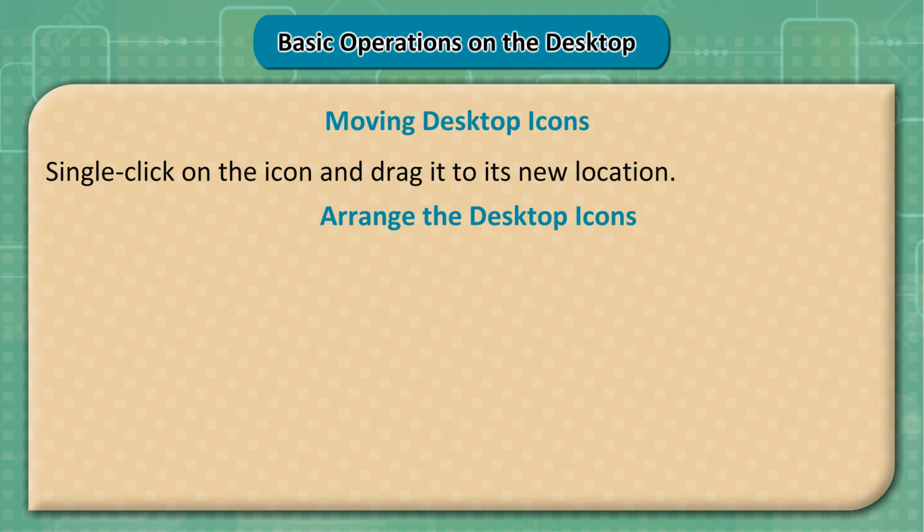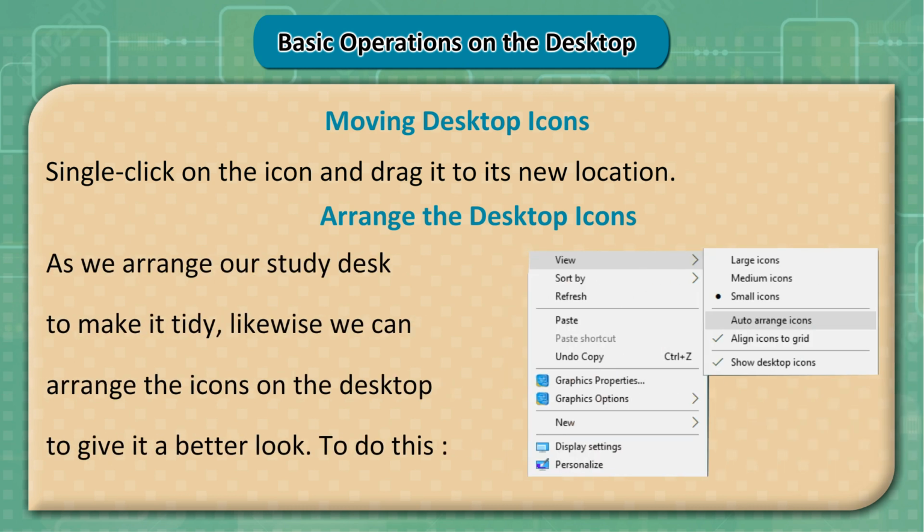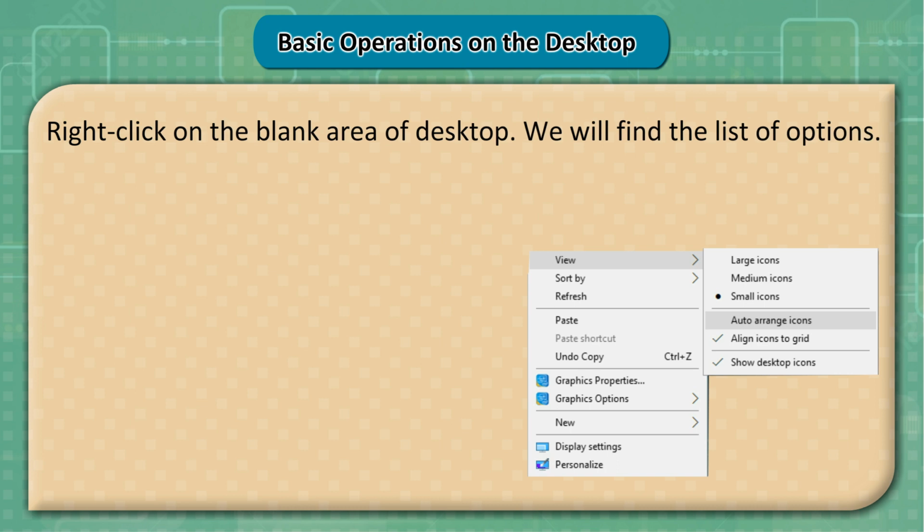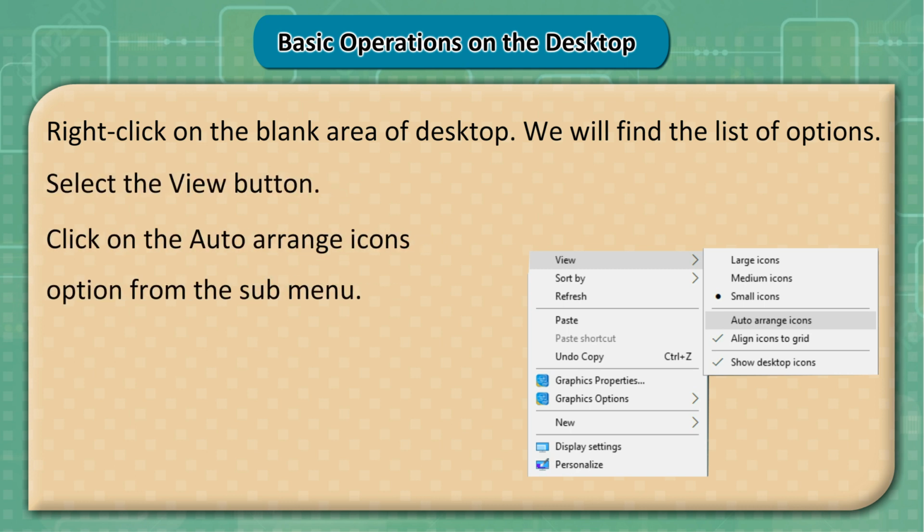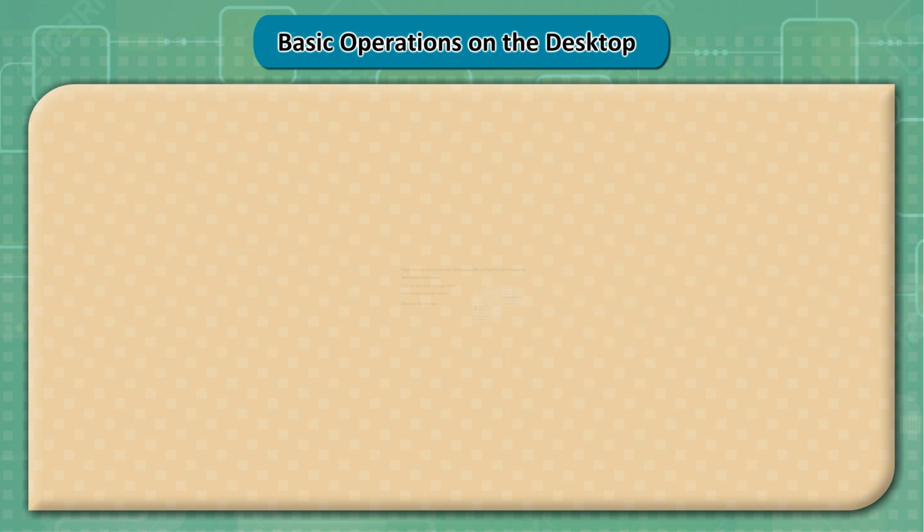Arrange the desktop icons. As we arrange our study desk to make it tidy, likewise we can arrange the icons on the desktop to give it a better look. To do this, right-click on the blank area of the desktop. We will find a list of options. Select the View button. Click on the Auto Arrange Icons option from the sub-menu. Observe the changes.